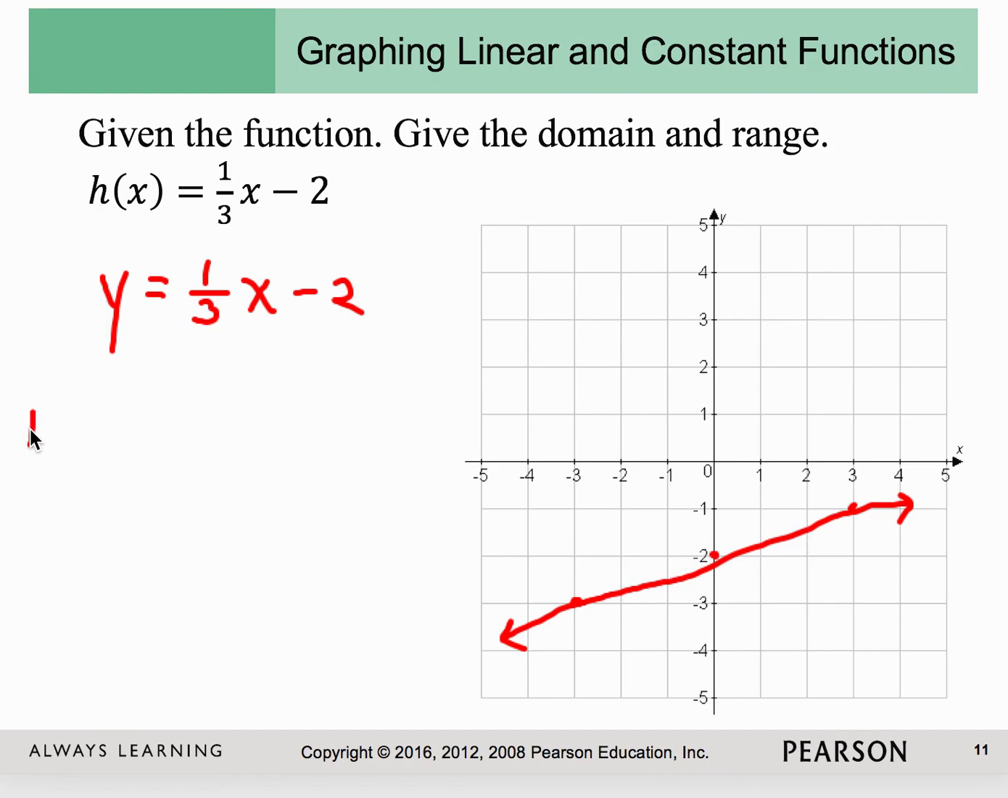Okay, so the domain, look at this, negative infinity to infinity. And the range, negative infinity to infinity. Every line that's not completely horizontal or completely vertical is going to have the same domain and range of negative infinity to infinity, if it's a line that's not horizontal or vertical, right?